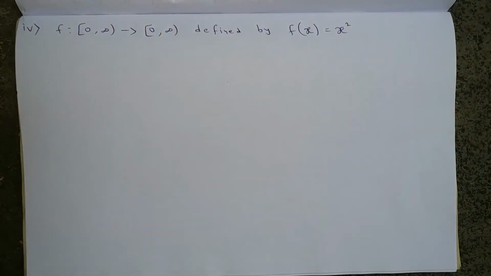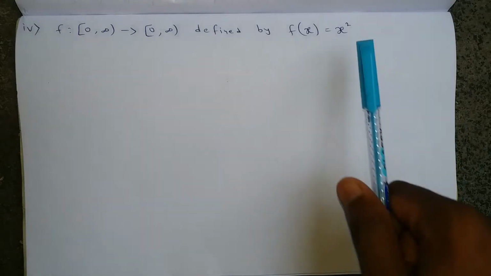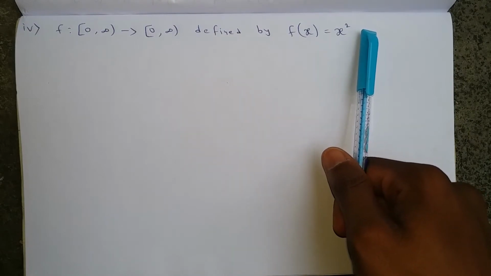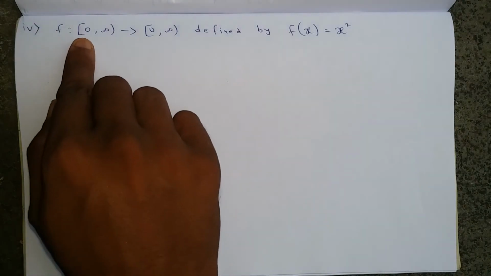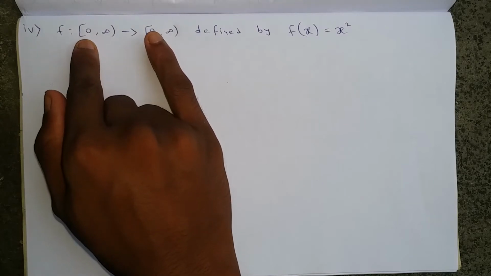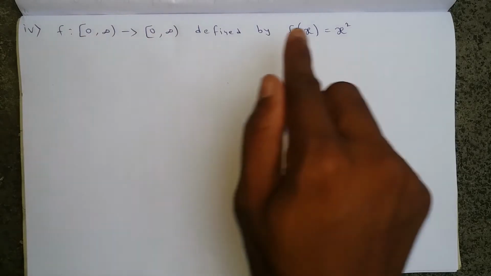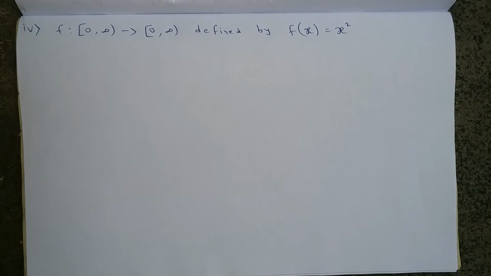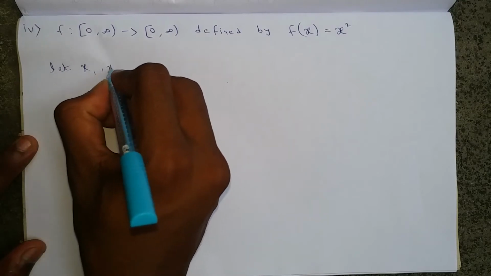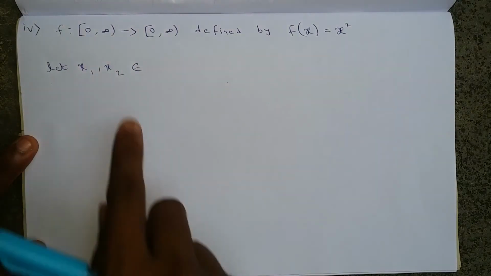Okay, let us come to the next question. f is a function from (0, infinity) to (0, infinity) defined by f(x) = x square. Whenever you have a quadratic function, I mean a power 2 function, you should be very careful with the domain and codomain. Definitely you should consider the domain as well as the codomain whenever you have a quadratic. Okay, now let x1, x2 belong to (0, infinity).